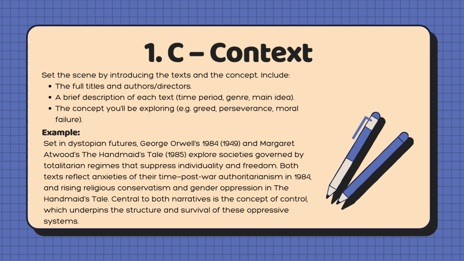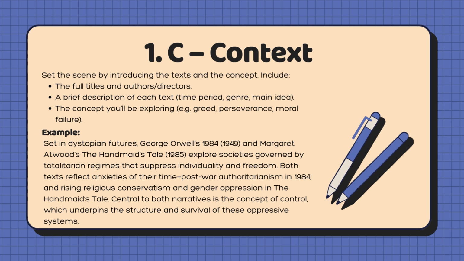We're going to begin with context. This is your chance to set the scene. To do this, you can introduce both texts with their full titles and authors or directors. You give a brief description of each. You talk about the genre, the time period, and the main themes. You need to name your concept from the question. If you are talking about greed, justice, or control, now is the time to plant that seed, and begin to link the concept to both of your texts. Think of this as your reader's orientation guide. You're building the foundation of your argument.